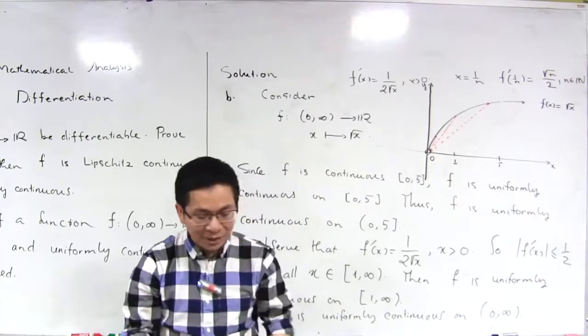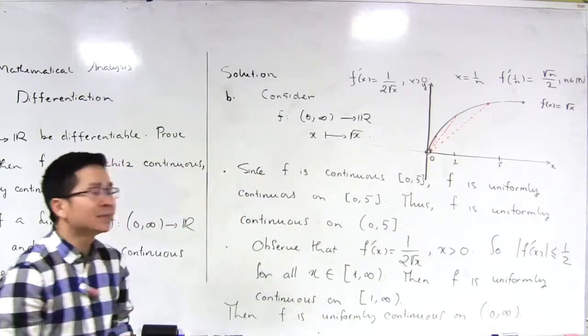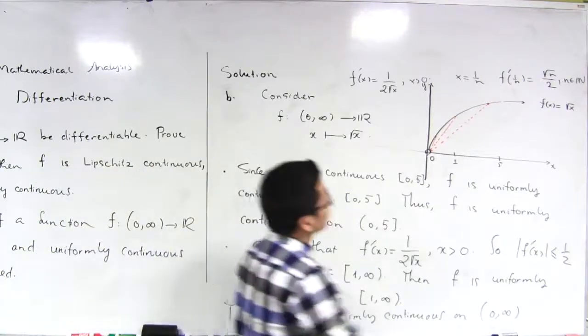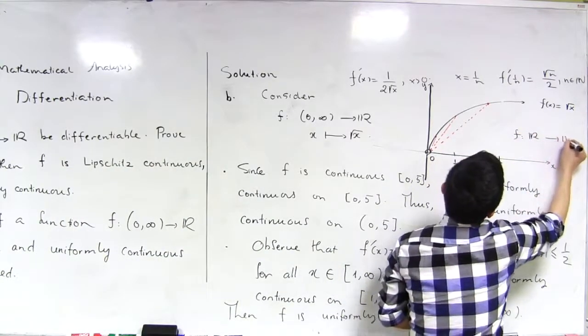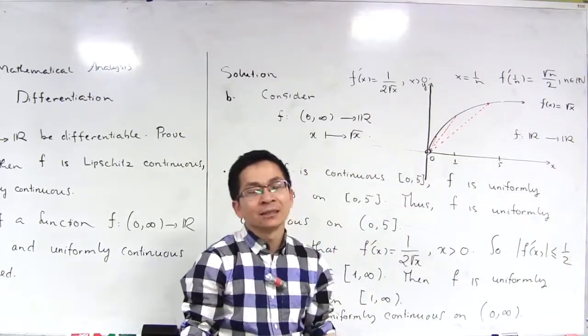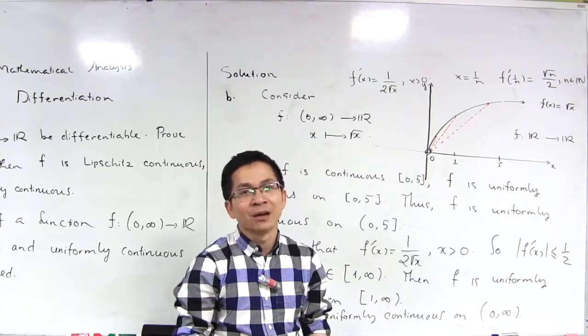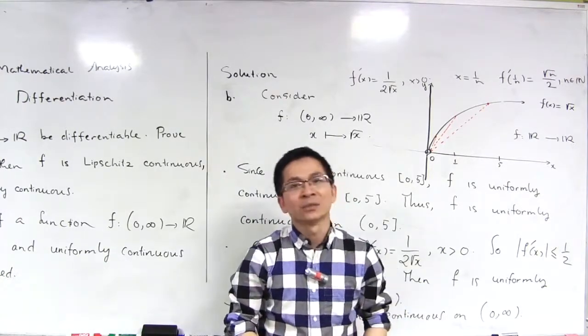So at home you can work on an example of a function defined on R. So f is a function from R to R, and the function is uniformly continuous, but the derivative of the function is not bounded. Okay, so that's it for the second part of the problem.